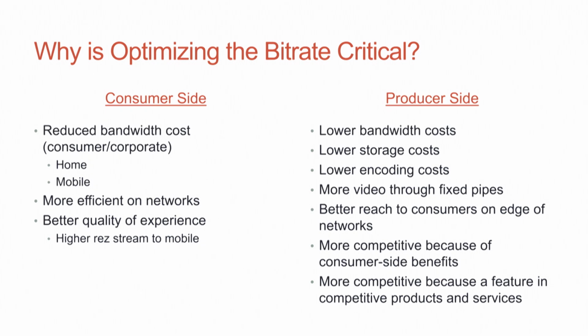So you're going to save your customers money or save them bandwidth capacity when they download these clips, particularly on mobile. It's more efficient on networks because it's lower bit rate, and you're going to deliver a better quality of experience. Instead of sending a 720p clip at 2.5 megabits per second, you're going to send a 1080p clip at 2.5 megabits per second. That's going to look better, customers are going to be happier, and there's no bandwidth hit.